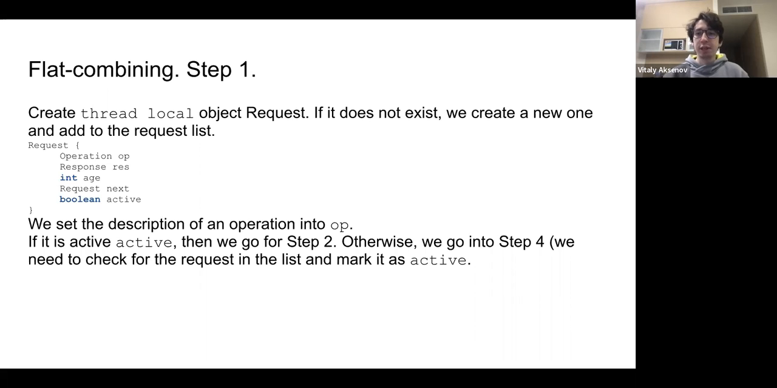Here you're doing a little bit different. If there is already your request in the publication list, you don't do anything. You just write in that class. Okay, I understand. Okay, great.